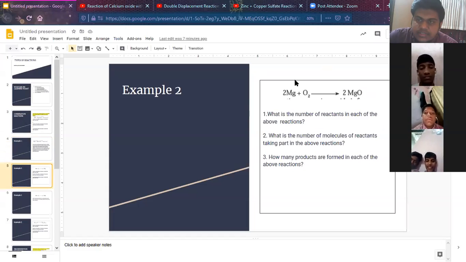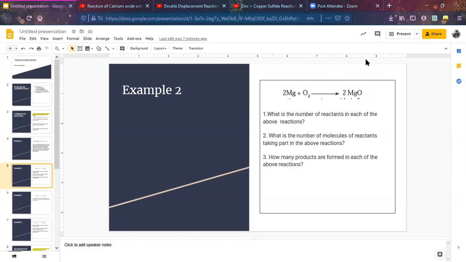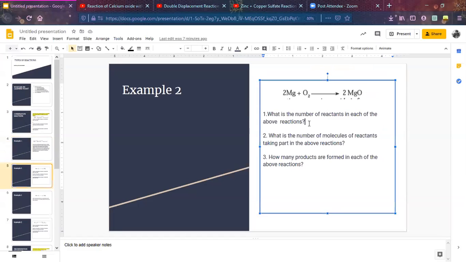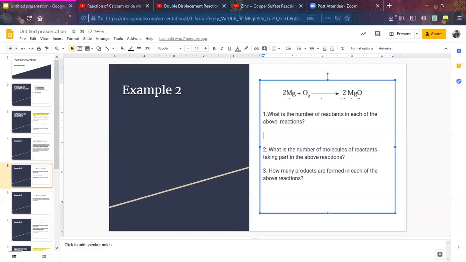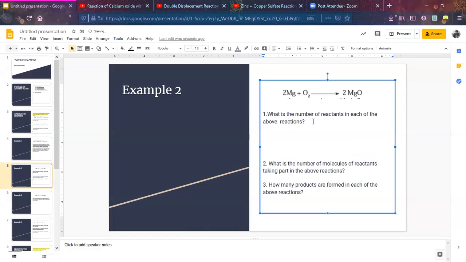Okay. Second example that we have is 2 Mg plus O2 gives 2 MgO. Is this a combination reaction? Yes, correct. There are 2 or more reactants and 1 product is formed. Let us do the questions one more time. You can put it on the chat box. First question: what is the number of reactants in this reaction? Answer will be 2.